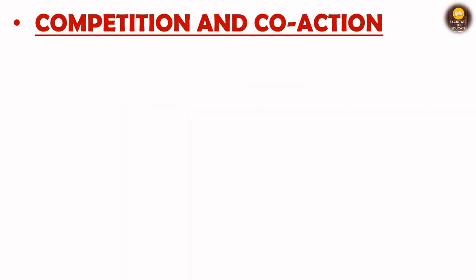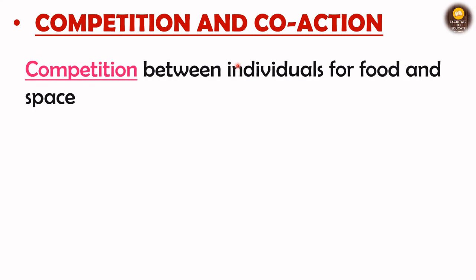The third step in the succession, the first was nudation, second was invasion, third is competition and coaction. So what does competition mean? It is between the individuals for food or for space. When the number of individuals increases, obviously their space will be less, or the food material or the nutrients will be lesser for them, so they will compete for that. This may happen intraspecific, that is within the species, or it can happen between two species, that is interspecific.